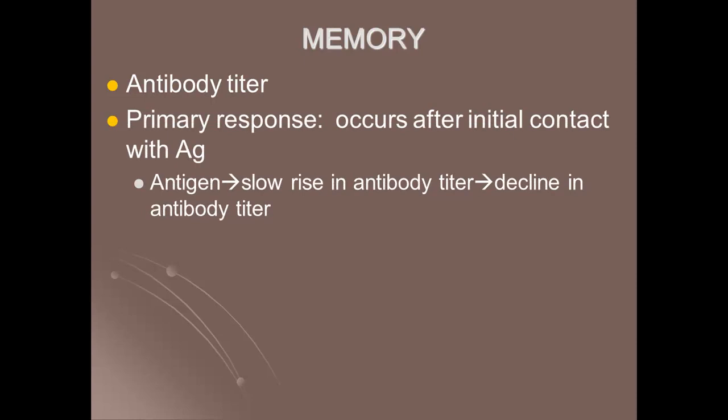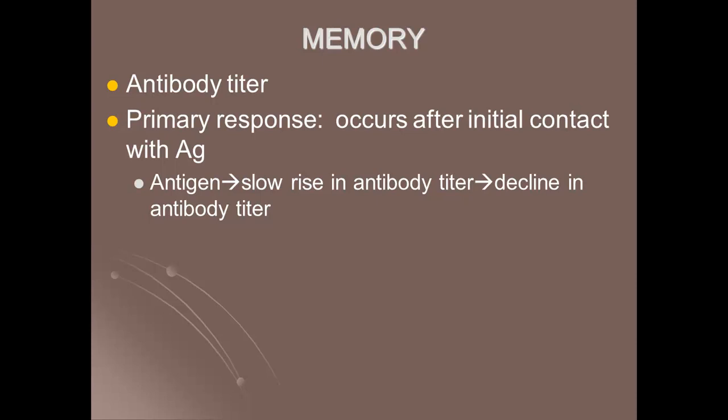So we just talked about the plasma cells. Now let's talk about the memory cells, how memory gets involved. Antibody titer is the amount of antibody in the serum. It's the level of antibody activity. Okay? Now, the first response is called your primary response. The primary response is your initial response to antigen exposure.